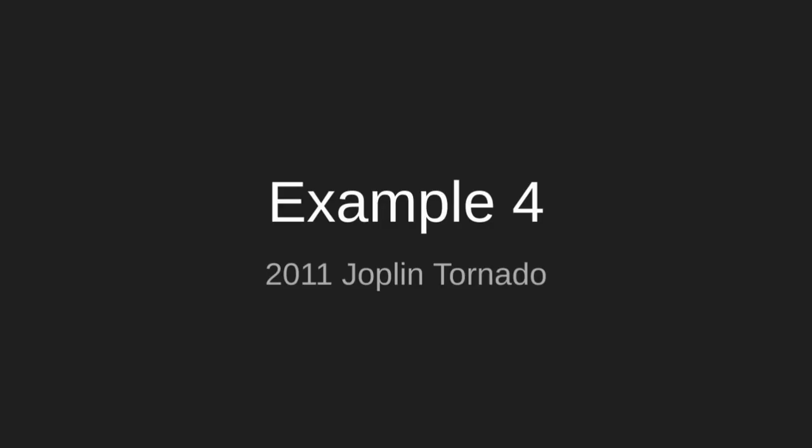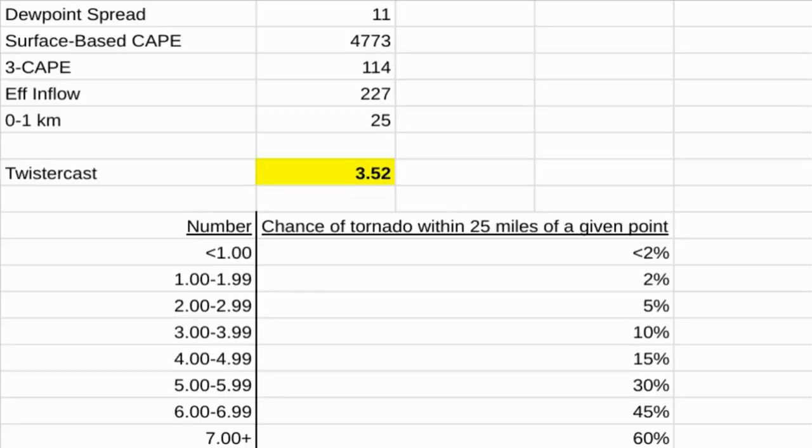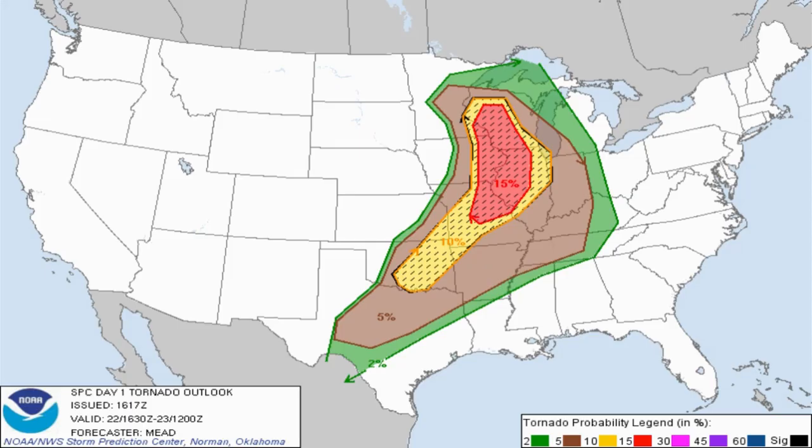Our fourth example is one of the most famous and devastating tornadoes in recent years, the Joplin tornado. Here's the sounding, and the end result is a 3.52, which suggests a 10% risk. Taking a look at the outlook, we can see a 15% risk area. However, Joplin is right here in the 10% risk area, which means that TwisterCast is right in this scenario.